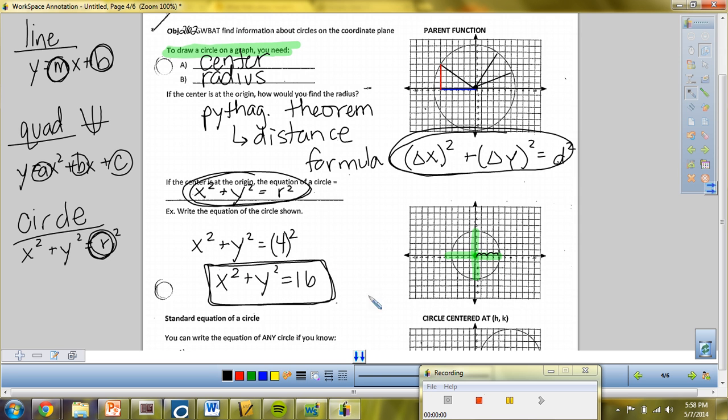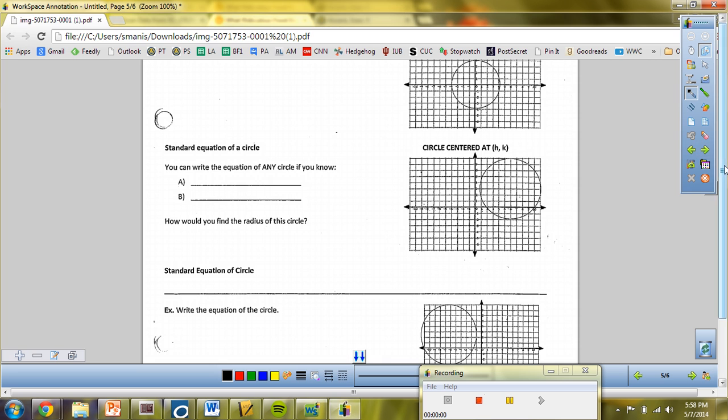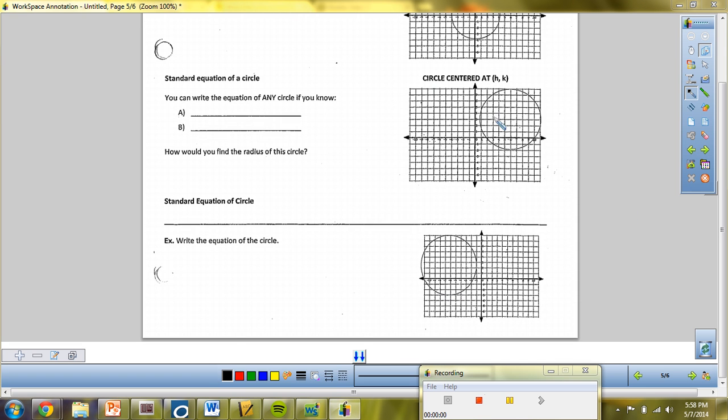But as we know, not all circles are centered at the origin. So when our circle is centered at the origin, we have this really basic formula. When we have a circle that's shifted a little bit, like the next example, our equation changes a little bit. It's still important for us to have those two key points. We still need to know where the center is. We still need to know what the measure of the radius is.